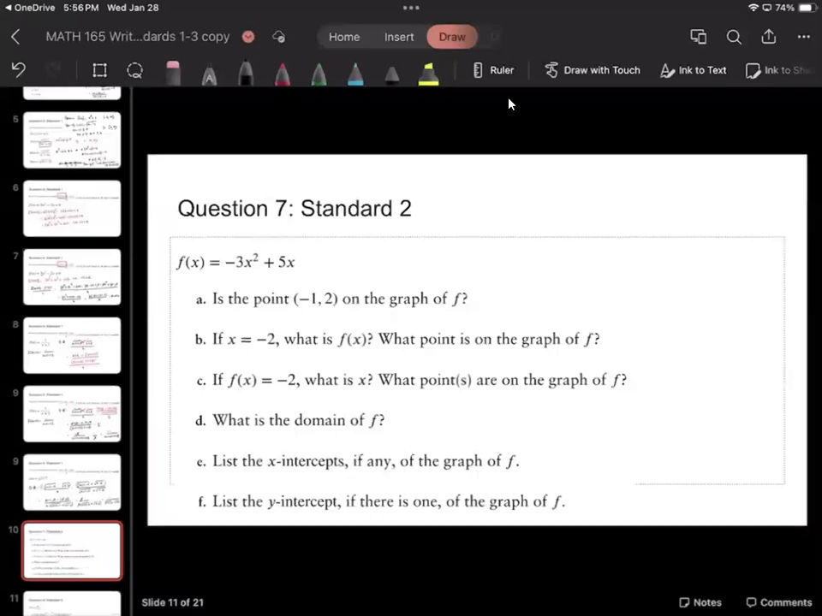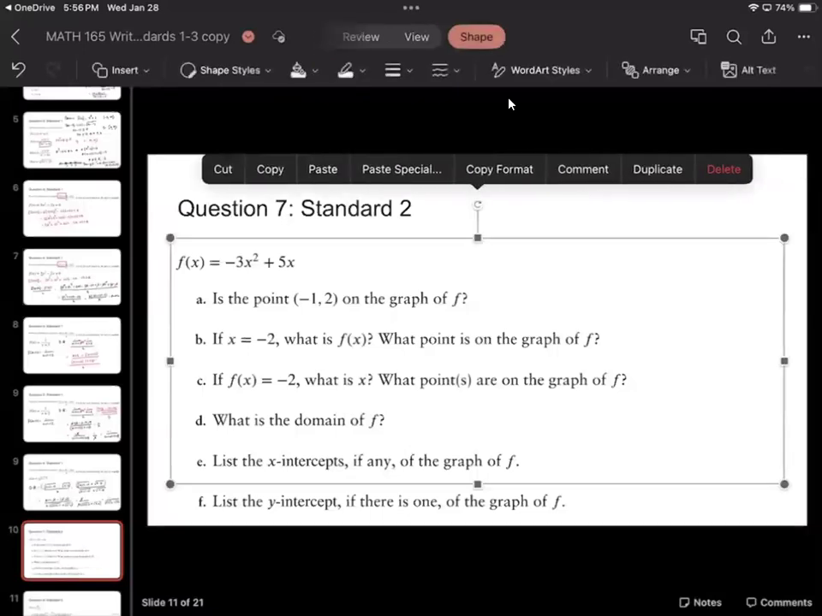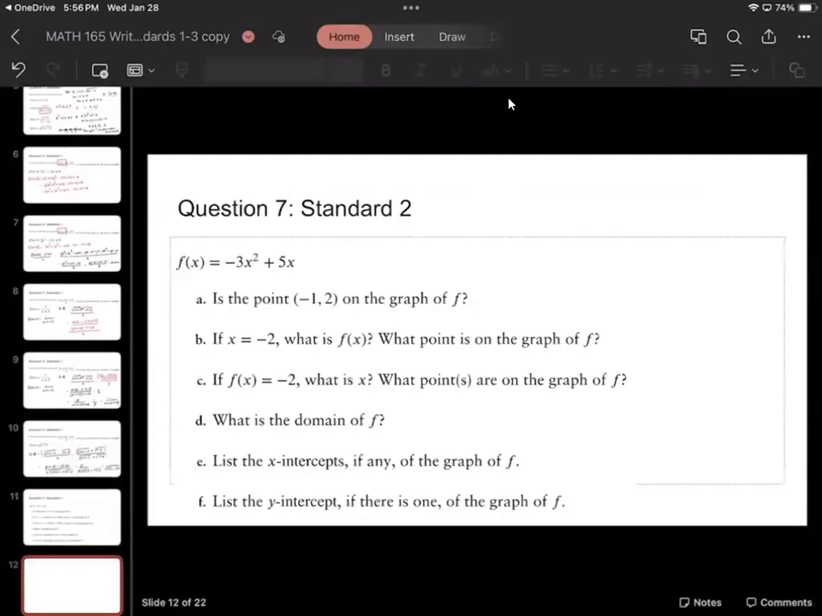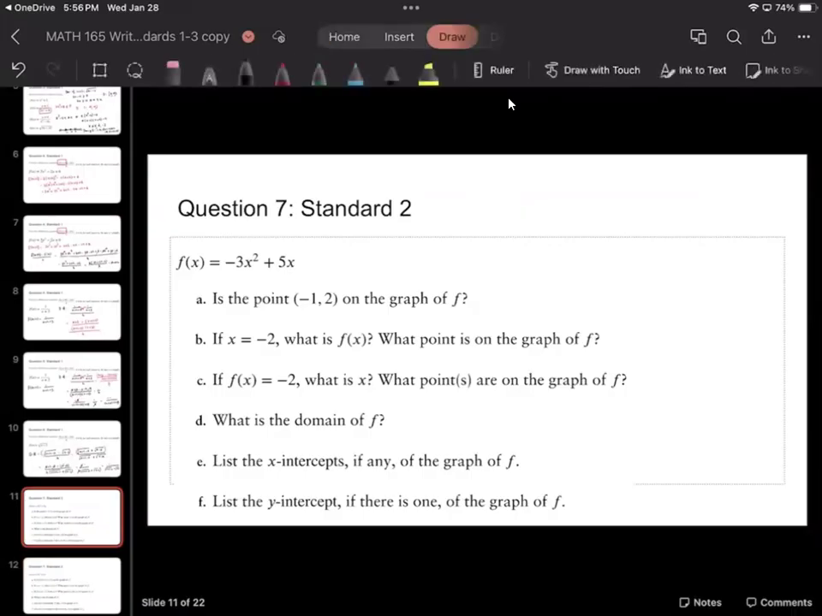Okay, here the question is asking you, is the point, so let me do this right away. All right, so is this a point on the graph of the function? Let's see. If this was a point on the graph of the function, then this is my output, this is my input. So the question is asking you, is this equal to this?